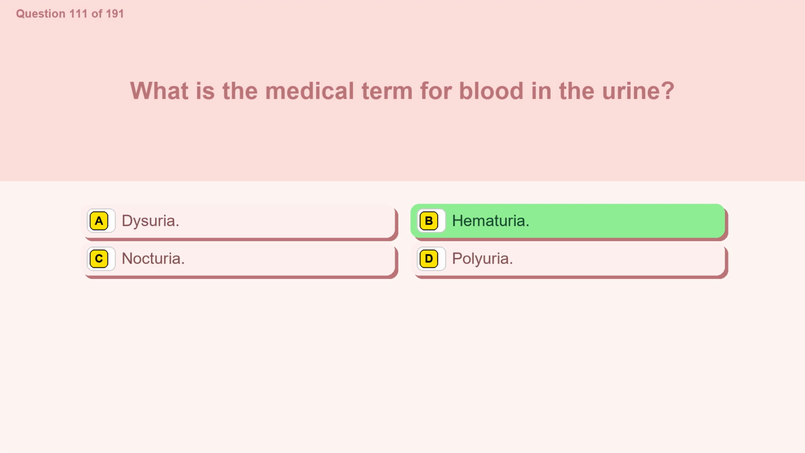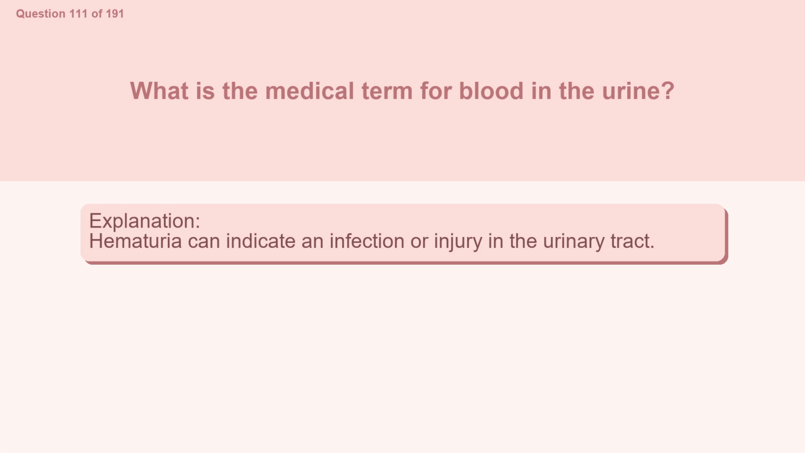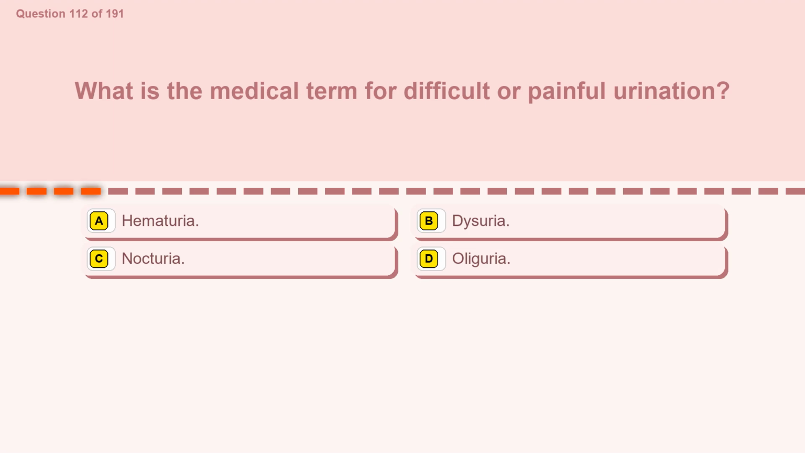The correct answer is option B, hematuria. Hematuria can indicate an infection or injury in the urinary tract. Question 112. What is the medical term for difficult or painful urination? Option A, hematuria. Option B, dysuria. Option C, nocturia. Option D, oliguria.